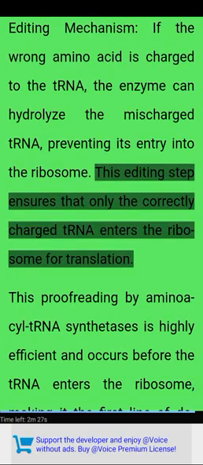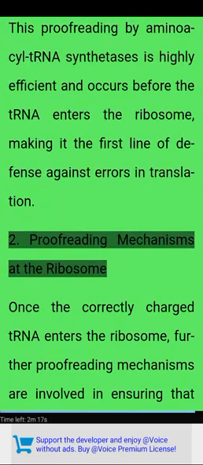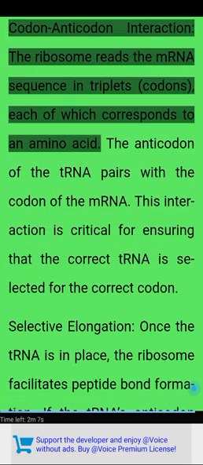This editing step ensures that only the correctly charged tRNA enters the ribosome for translation. This proofreading by aminoacyl tRNA synthetases is highly efficient and occurs before the tRNA enters the ribosome, making it the first line of defense against errors in translation. 2. Proofreading mechanisms at the ribosome. Once the correctly charged tRNA enters the ribosome, further proofreading mechanisms are involved in ensuring that the correct amino acid is incorporated into the polypeptide chain. These mechanisms are largely dependent on the structure and function of the ribosome.